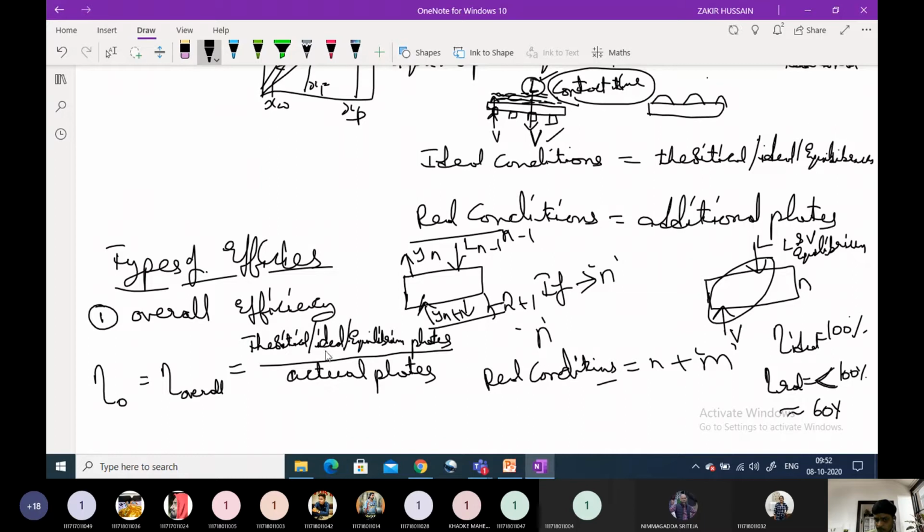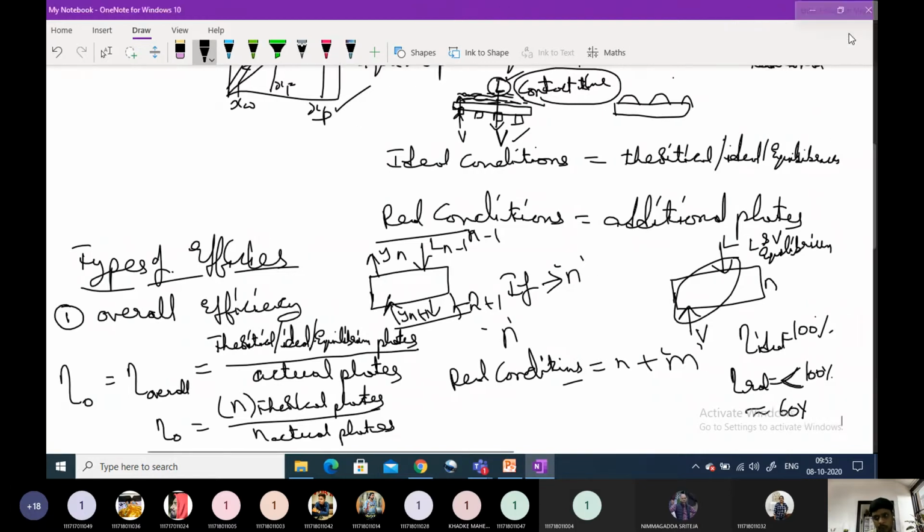First, the ideal plates we can find out by the graphical procedure. But to find the actual plates, first we have to find the plate efficiencies. This one we can write as actual plates, and this one is the equilibrium or theoretical or ideal plates. So n theoretical plates divided by actual plates. The overall efficiency can be calculated by eta naught equal to n theoretical divided by n actual.